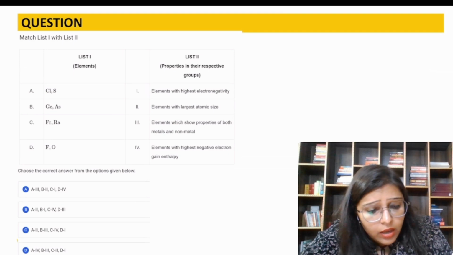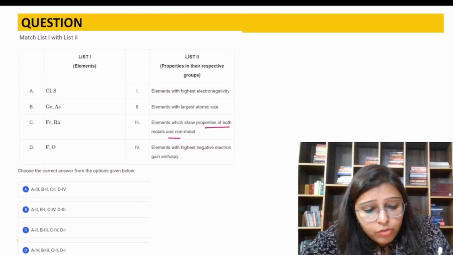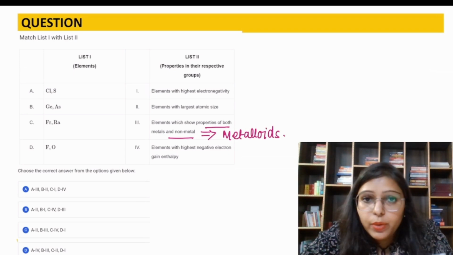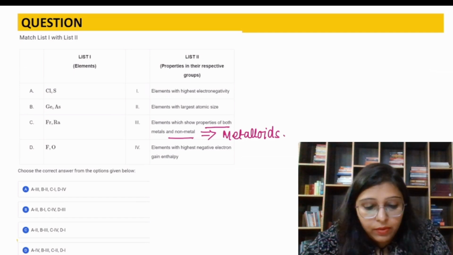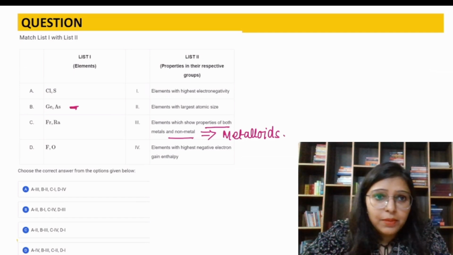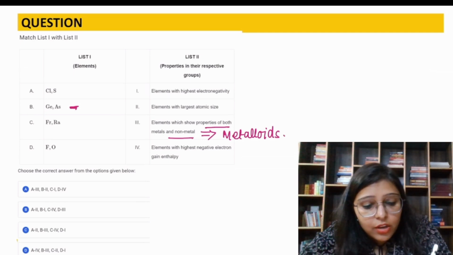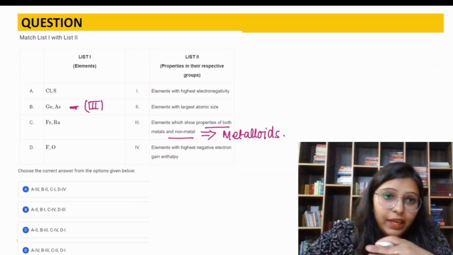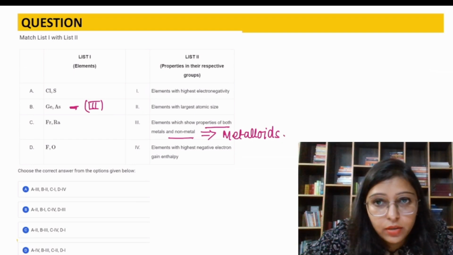See, elements which show properties of both metals and non-metals are metalloids. So what are the metalloids here? If we see option B, germanium and arsenic, these are metalloids. They have the properties of both metals and non-metals. So B can be matched with option number 3.